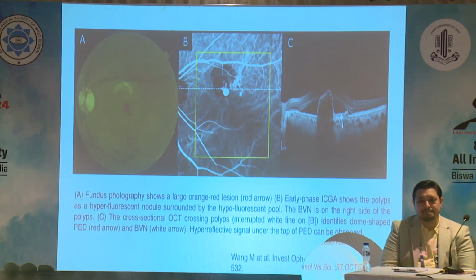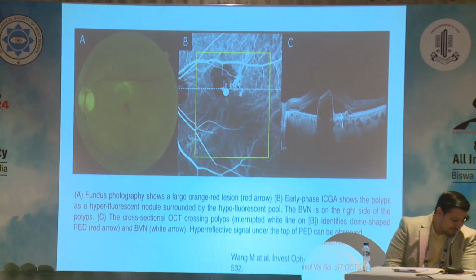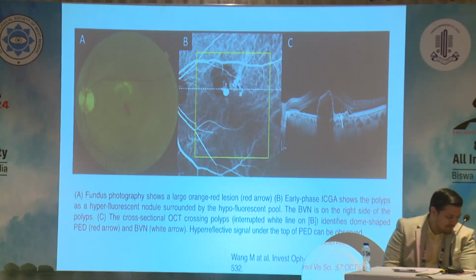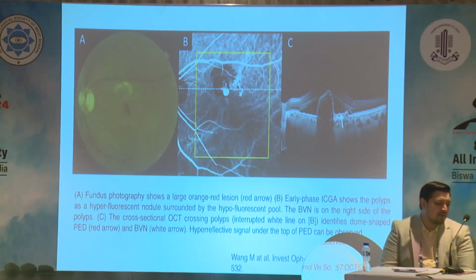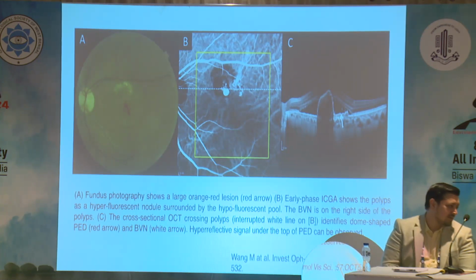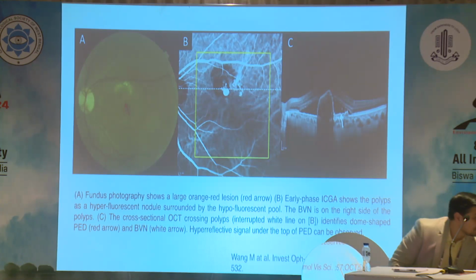Now just showing you a polypoidal lesion in a study which was published. This is the ICG picture, which is showing a hyperfluorescent spot. And when we do a B scan OCT, we can see that there is presence of a polyp at the height of the PED, and there is an adjacent double layer sign showing the splitting of the RPE and the Bruch's membrane with a choroidal neovascular membrane.